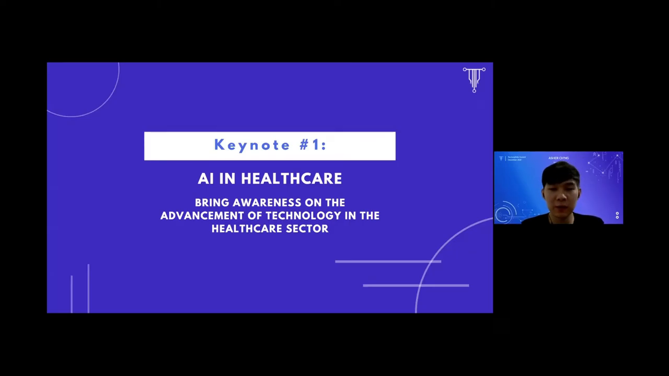So our third session will be talking about AI in healthcare, with the objective of bringing awareness of the advancement of technology in the healthcare sector.